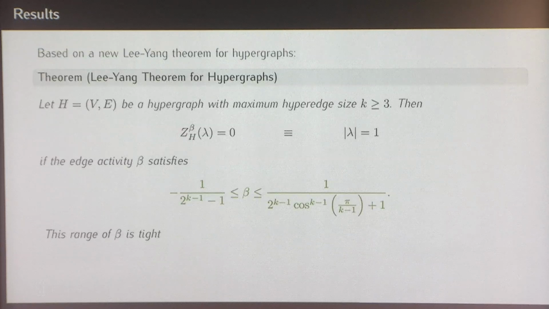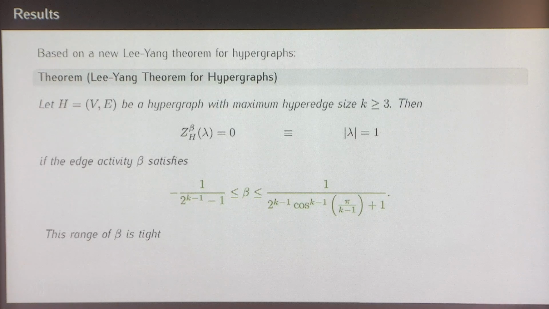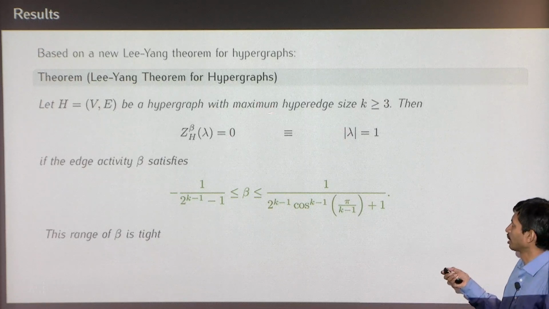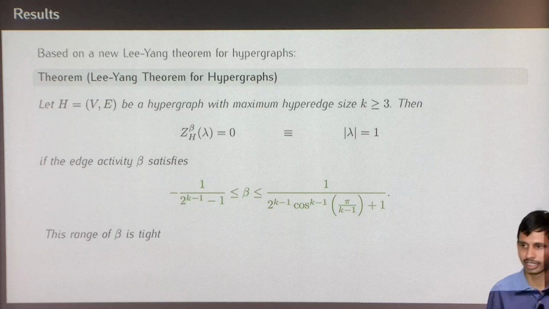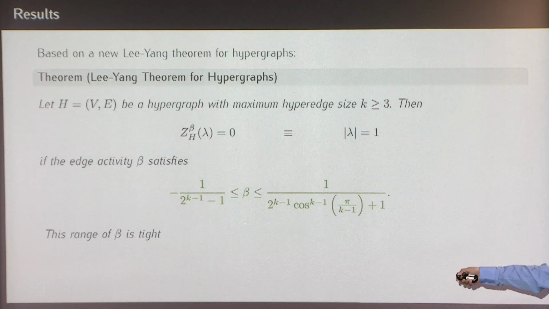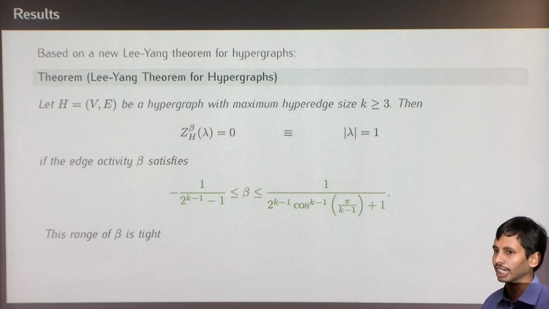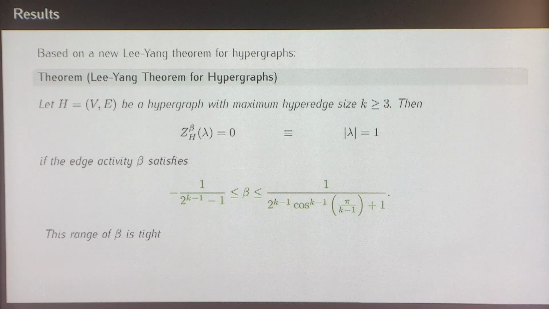And what this is based on is a Lee-Yang theorem for hypergraphs. You saw the Lee-Yang theorem for graphs. Now this theorem says that if you have a hypergraph where the maximum hyperedge size is bounded, so if it's exactly k, then the roots of the partition function as defined here lie on the unit circle, provided this same condition on beta holds. So as long as beta is in this range, the zeros lie on the unit circle. And further, this is tight in the sense that if beta lies outside, then I can find a hypergraph, in fact just a single hyperedge of size k, where the zeros will not lie on the unit circle.